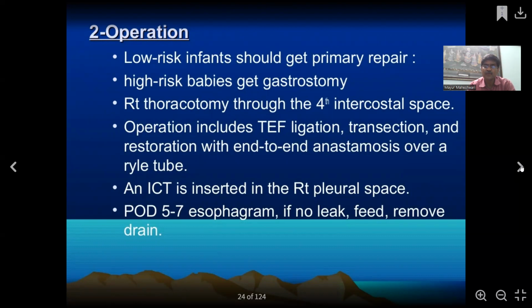On the fifth or seventh postoperative day, we usually do a dye study that is called an esophagogram. And if there is no leak, then you can remove the Ryle's tube and start the patient on feeding.